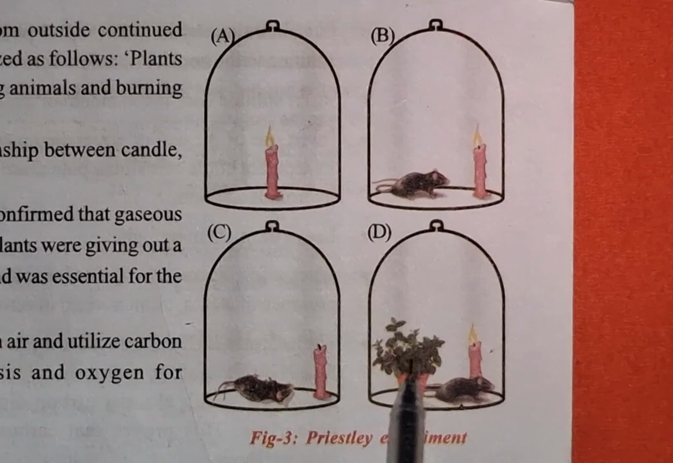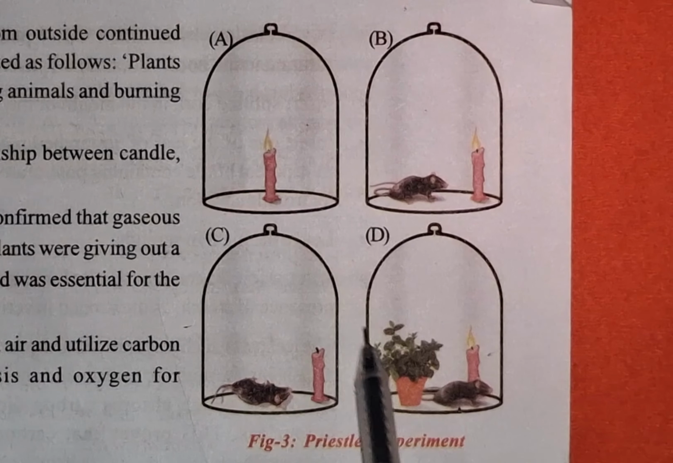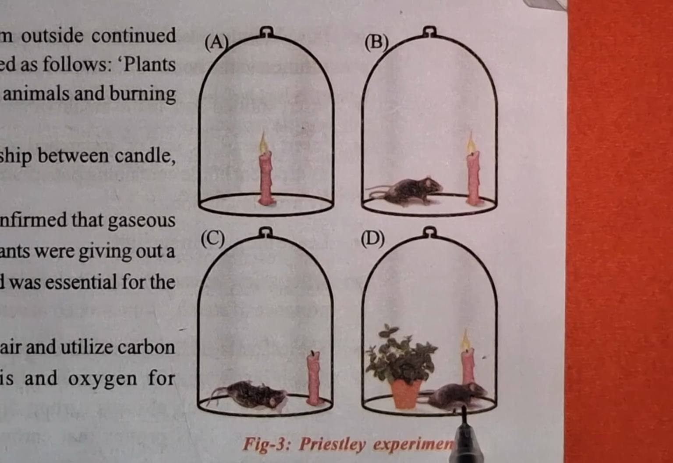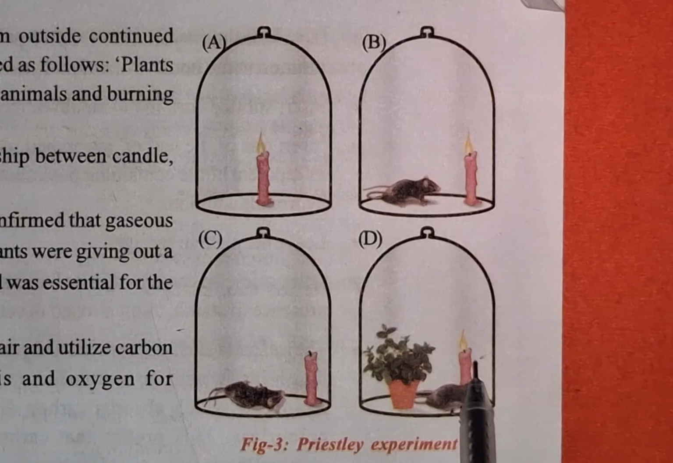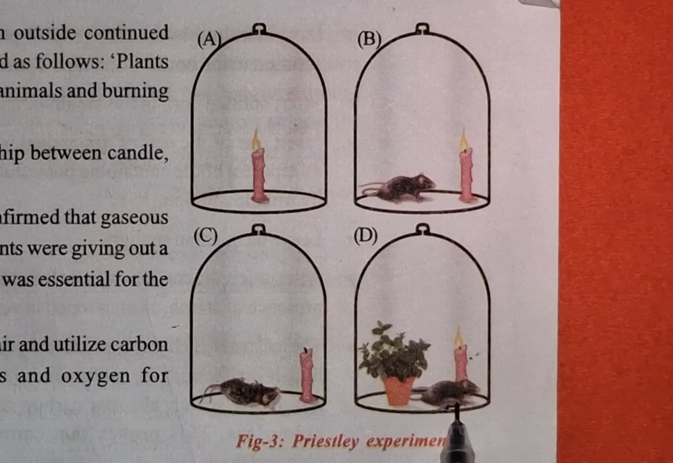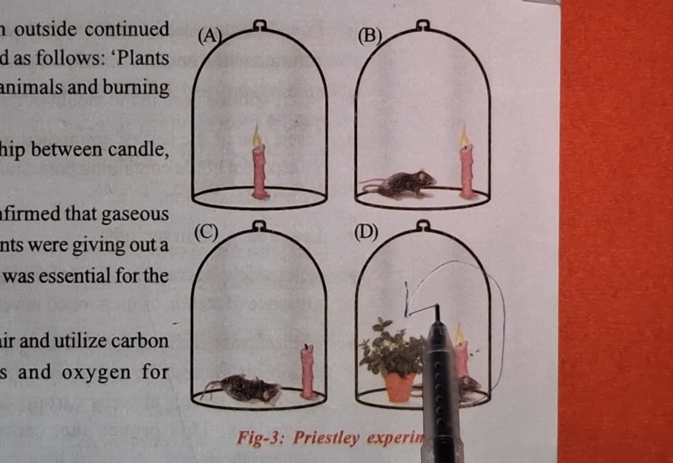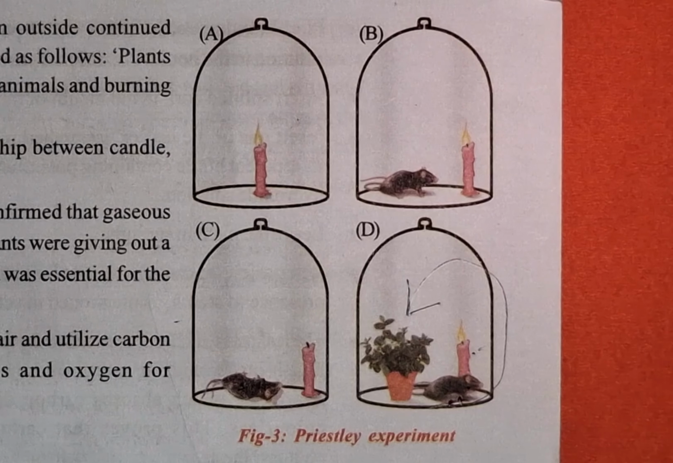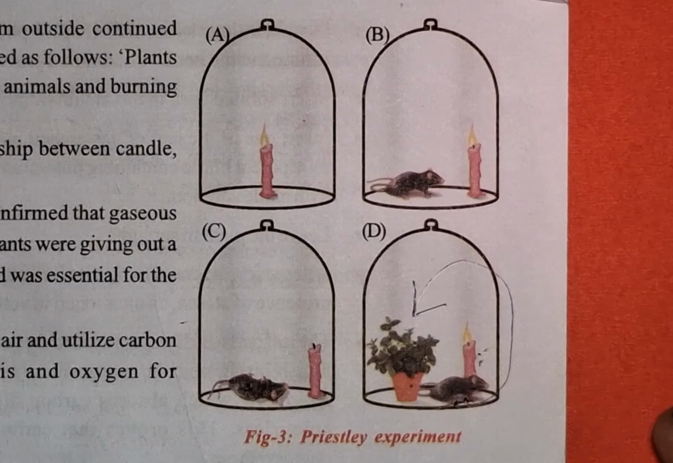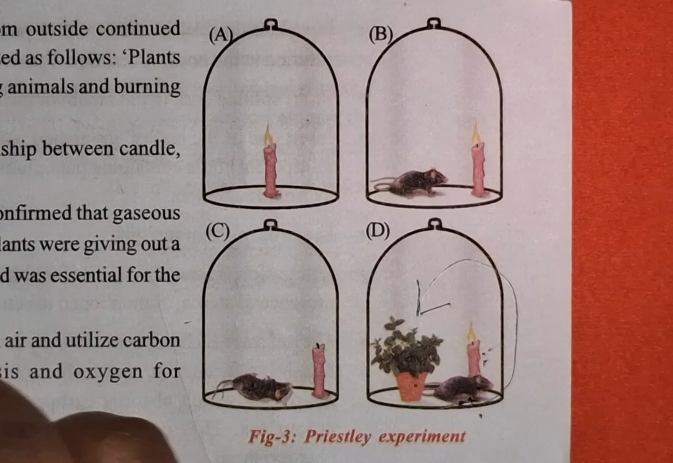Why? Because we know that the plant releases the oxygen during photosynthesis and that oxygen is used by the mouse for breathing and used by the candle for burning. And the animal, which is a mouse, during the respiration it releases the carbon dioxide and that carbon dioxide is taken by the mint plant for its photosynthesis. So there is a continuous exchange of gases between the mint plant and between the burning candle and the animal. So this is why he says that the plants restore the air.